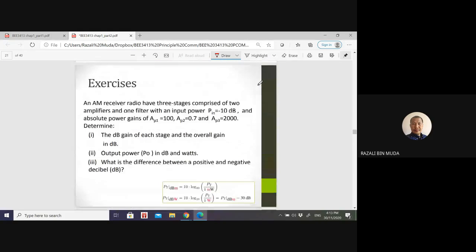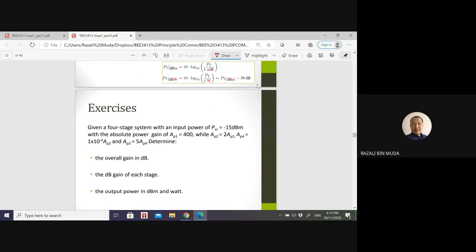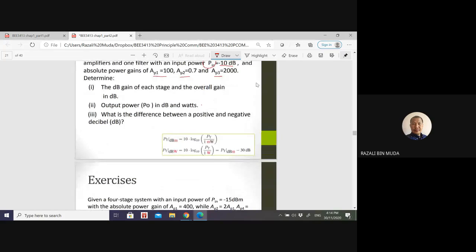Okay, so the next exercise is the receiver that has 3 stages. Okay, one more. A receiver radio has 3 stages comprised of 2 amplifiers and 1 filter with an input power P in. So stage 1, stage 2, and stage 3. Okay, the dB gain of each stage. If you have power, remember you need to use 10 log. Then the output power in dB and watts. What is the difference between positive and negative decibel? The answers are already there.